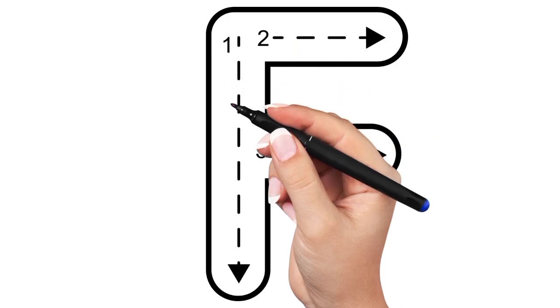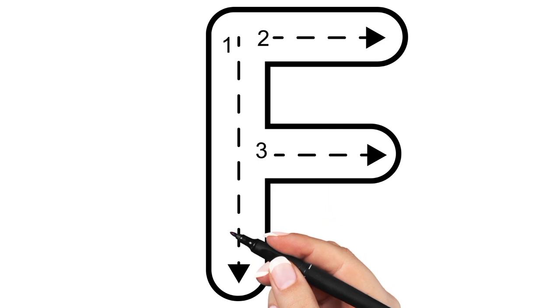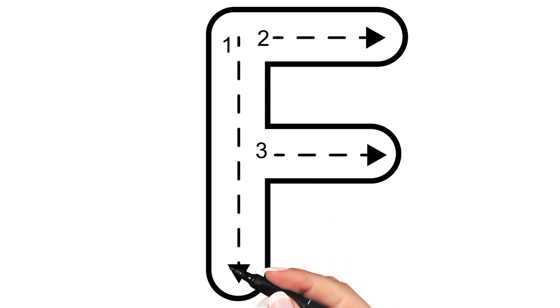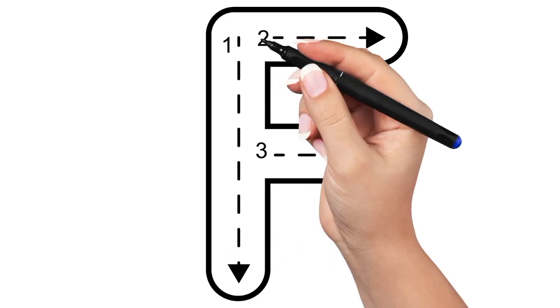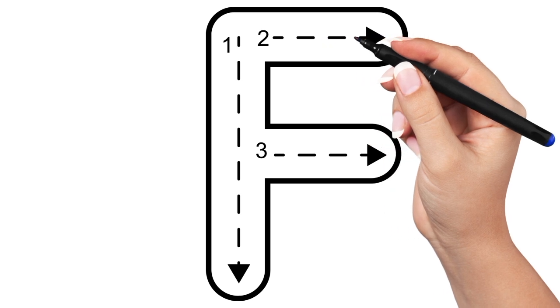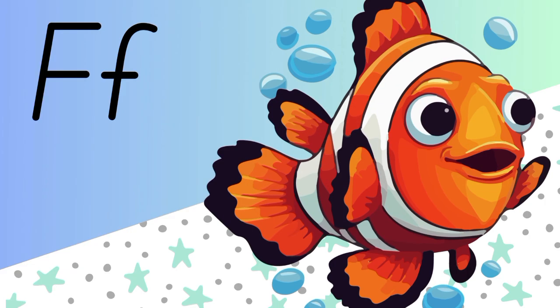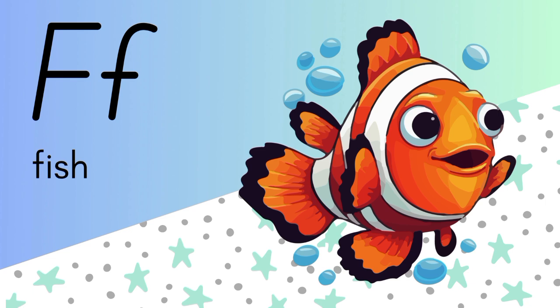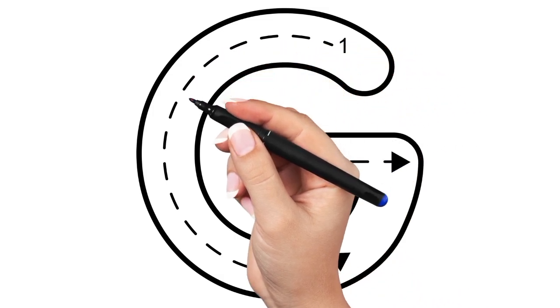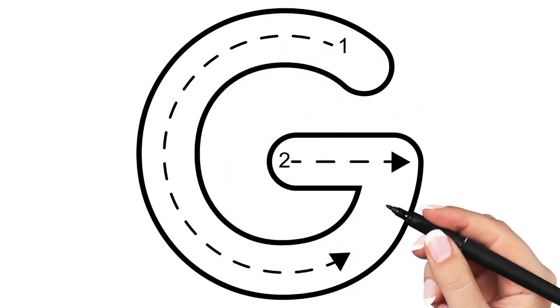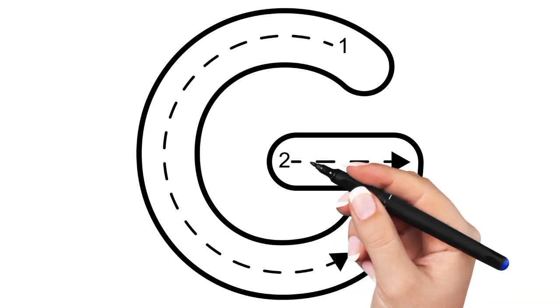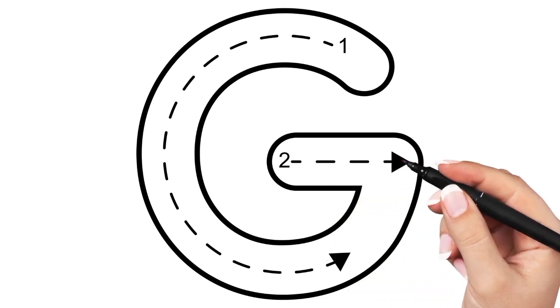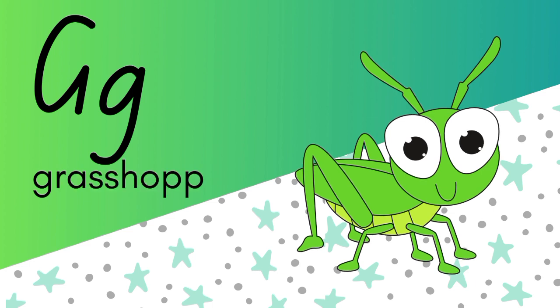1. Yes! Draw a straight line downwards. 2. Draw a line in the middle of the F. It's F, and F is for fish. 1. Draw a one-time curve without stopping your pencil. 2. Draw a line in the middle of the G. It's G, and G is for grasshopper.